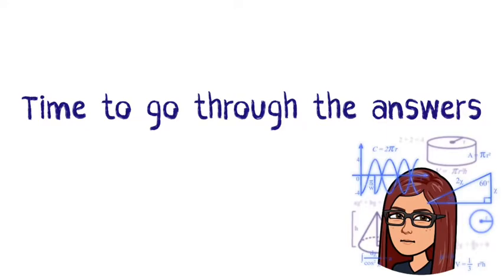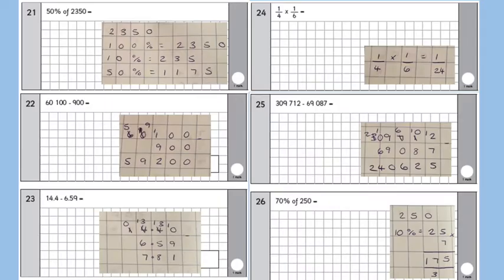Okay, time to go through the answers. So the first question here is asking us to find 50% of 2,350. Now, for this question, there are a number of ways you could do it. You could literally just divide your answer by 2, which is probably the easiest way to do it, because the whole number, 2,350, is 100%, and we know that 50% is exactly half of that. Or you could have found 10% and multiplied your answer by 5, and you would get the answer 1,175.